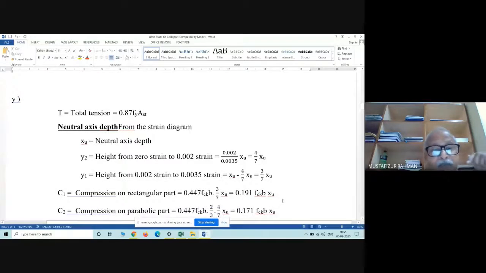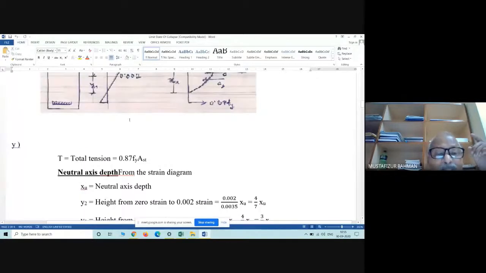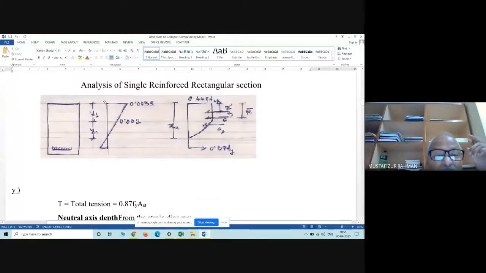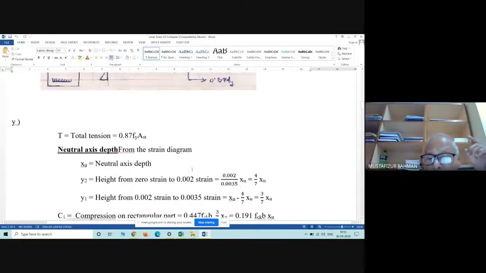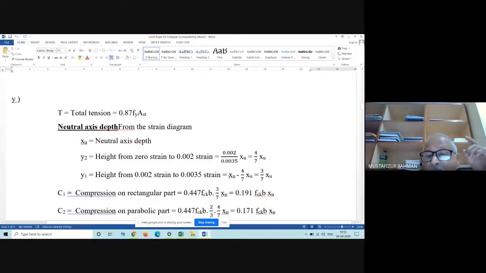Then H1 is the height from 0.002 to 0.0035. That means this part. This part is equal to XU minus Y2. Y2 is 4 by 7 into XU, so ultimately H1 is 3 by 7 of XU. Okay, we got it. Now we can proceed.